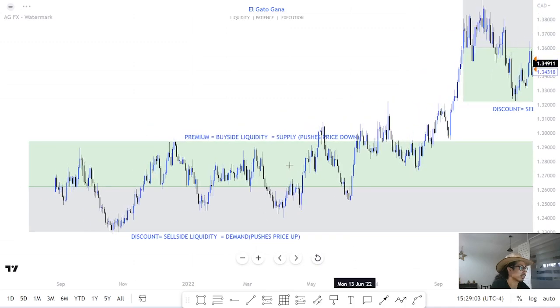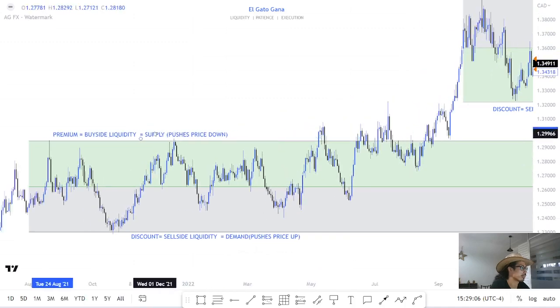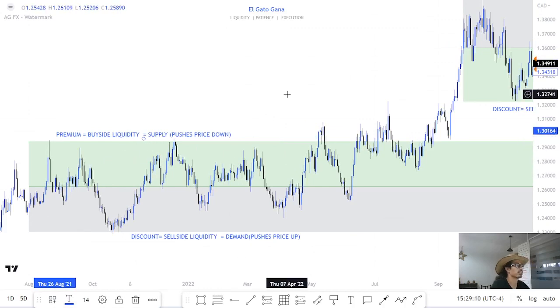Alright, so here's the daily. This is what we just went over, right? The top side of the range would be considered the premium, buy side liquidity, or supply. Its role is to push price down, right? And then on the bottom side of it, we have what's considered discount or sell side liquidity or demand, right? And its job is to push price up.